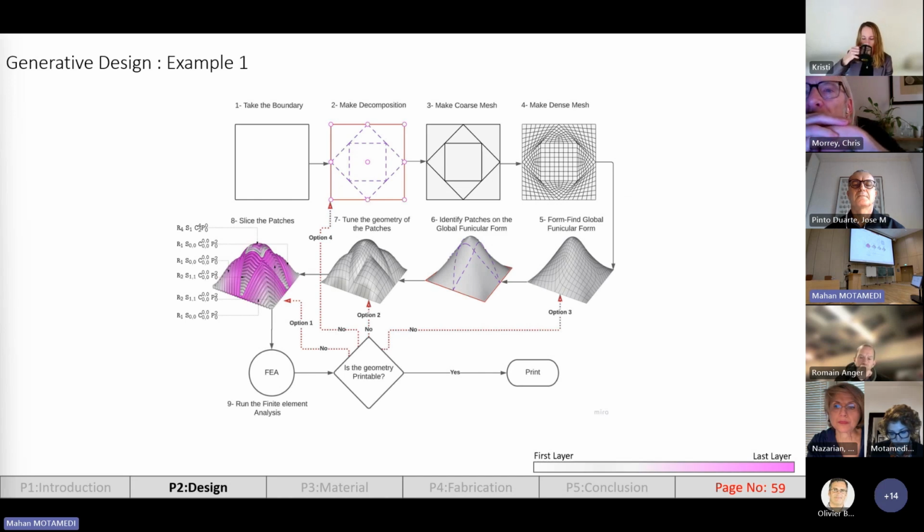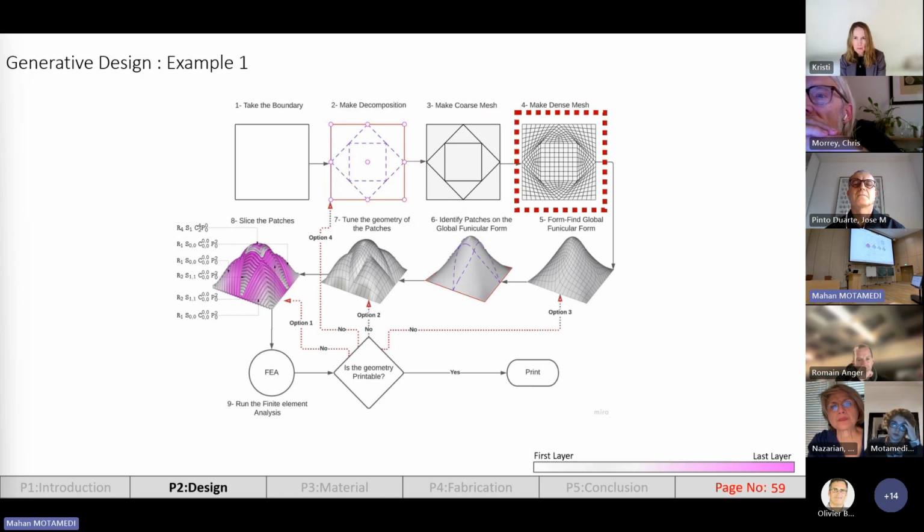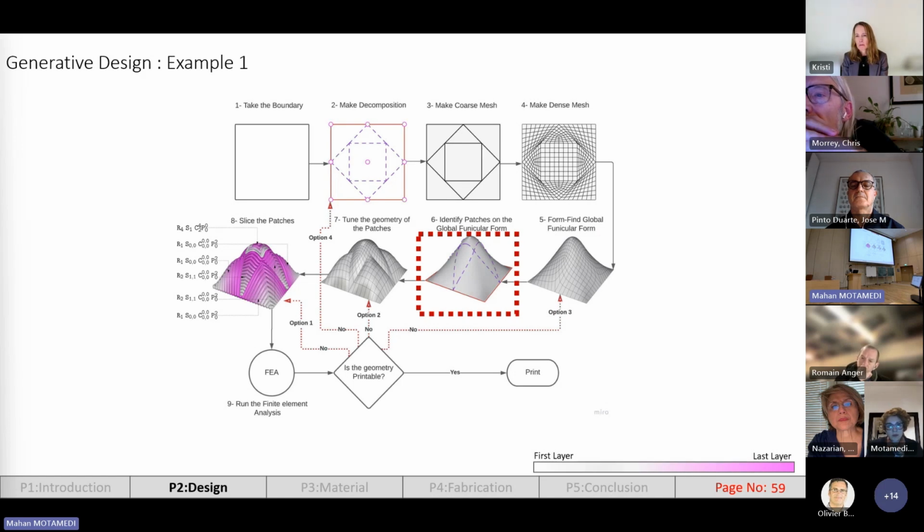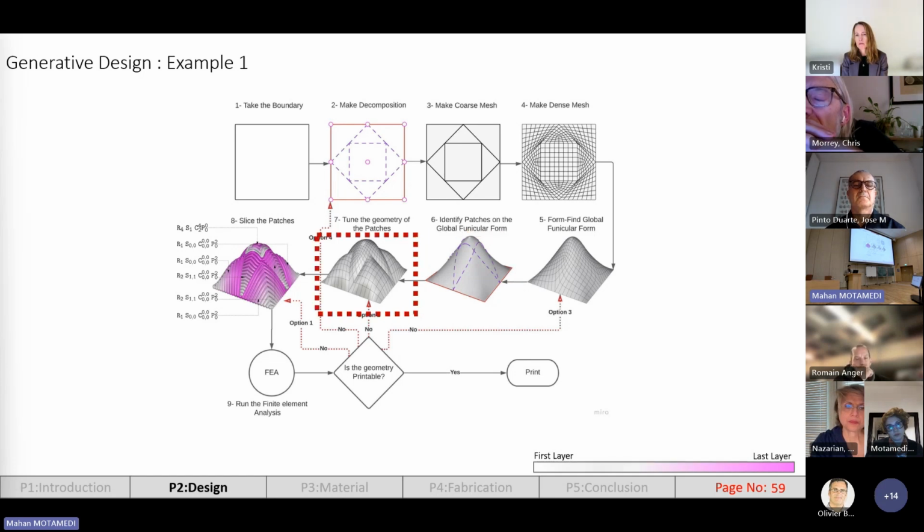So the first example is a generative design example in which we have a boundary, then we make a decomposition of the boundary, making a coarse mesh. We densify that mesh, we find the global form, we identify the patches based on the topology on the global form, and we tune the geometry of each patch on the global form, and then we define the print parameters. Then we run the FEA analysis.